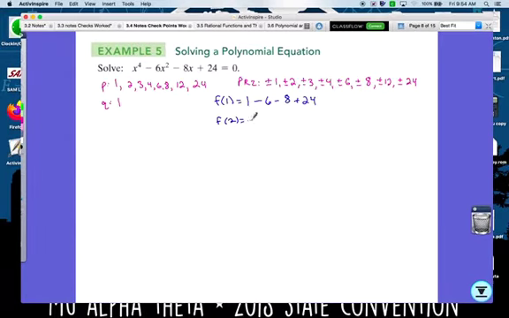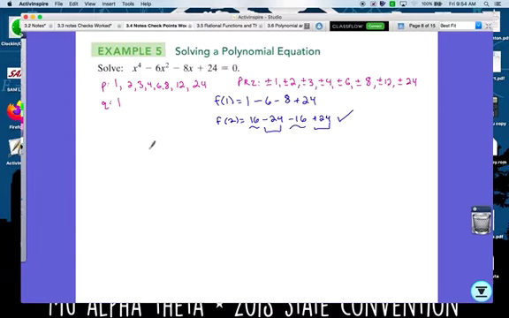All right, 2 to the 4th is 16. 2 squared is 4 times the 6 gives me a minus 24. 2 times the 8 gives me a negative 16, because there's a minus in front, plus the 24. All right, so that one actually works. You can see 16 and negative 16, those will go to 0. And the negative 24 and the positive 24 will go to 0.